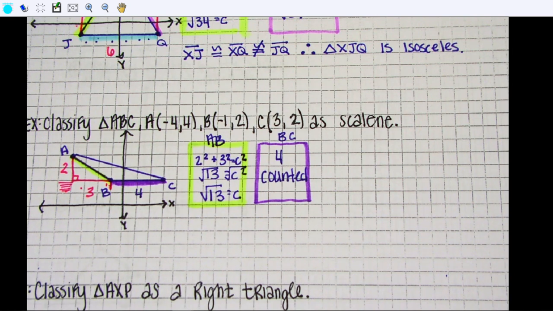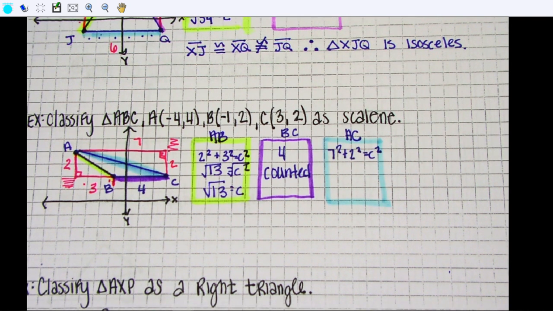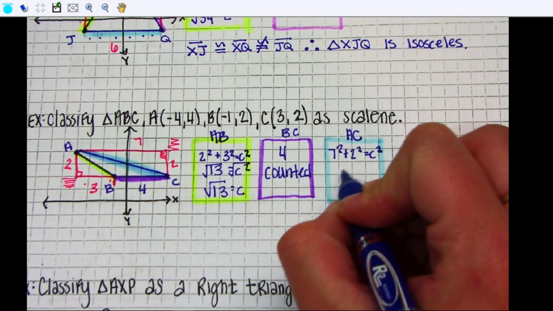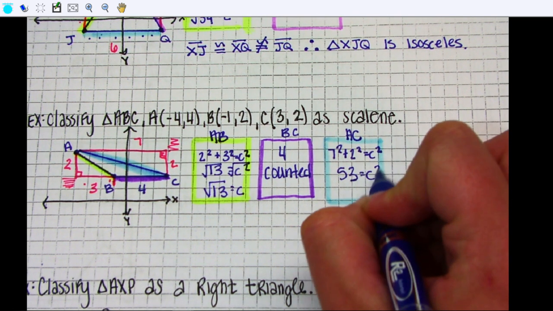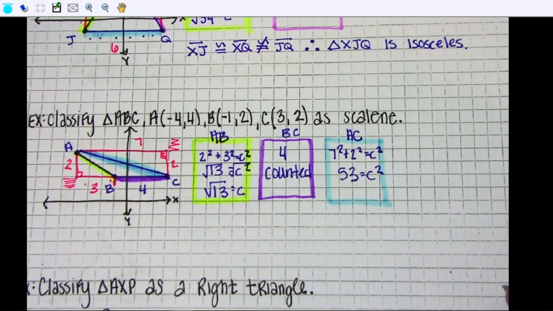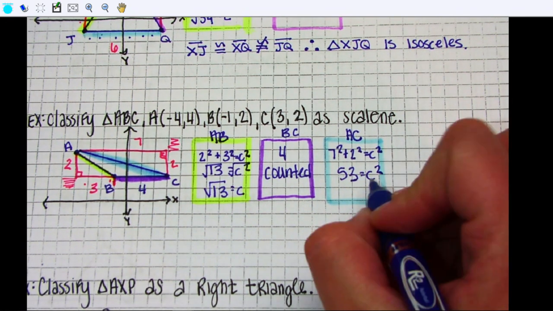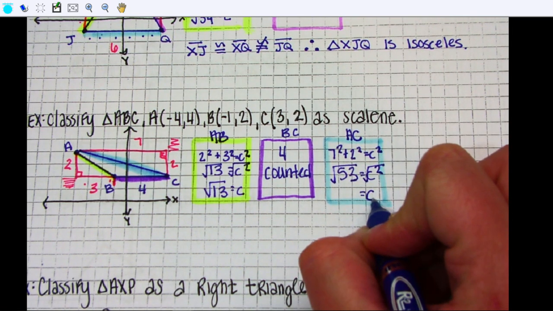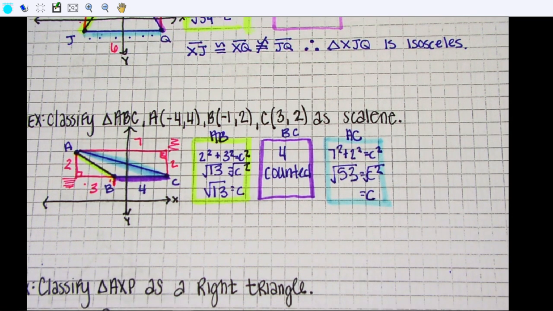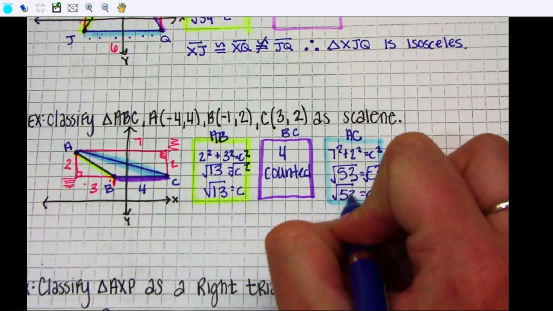All right, take this last second to calculate the length of AC. All right, so we should have at least gotten 7 squared plus 2 squared. We're just counting. Remember, no negatives because we're working with triangle side lengths, not slope. So 7 squared plus 2 squared is 53. How do we get the C alone? Square root. Are we going to leave it as the square root of 53 or are we going to write it as a decimal? We're going to leave it as the square root of 53 because we get a decimal.